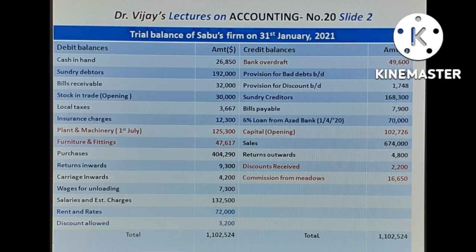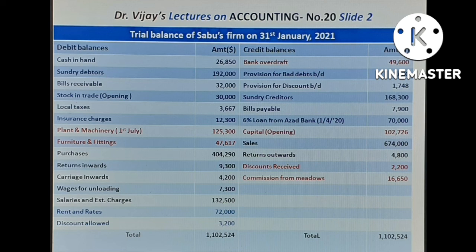Let us go to slide 2, trial balance. Trial balance of Sabu's firm on 31st January 2021. Debit balances include cash in hand, sundry debtors and bills receivable. The 3 items are current assets to come in balance sheet asset side. Stock and trade opening, that is opening stock, should come in debit side of trading account, first item. Local taxes and insurance charges to come on the debit side of profit and loss account.